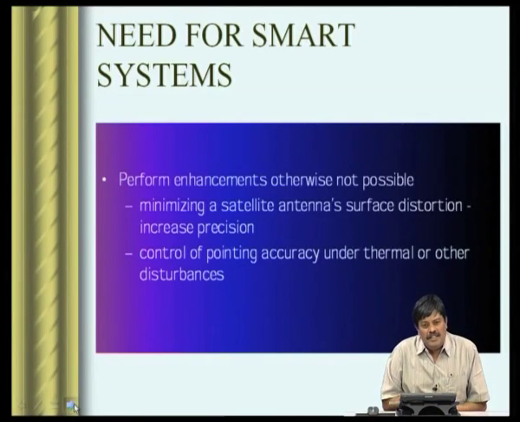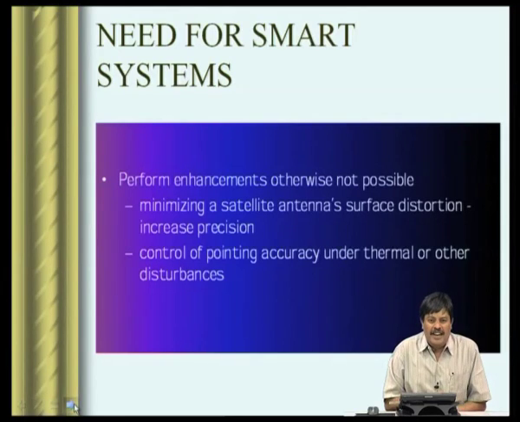The next need is basically for performance enhancement. For example, we take an example of an antenna, and the success or the behavior of the antenna is actually decided by how accurate it points, and the pointing of the antenna to the required position is one of the key aspects in the behavior of the antenna. This can be precisely achieved by smart systems. It can precisely position the antenna, point the antenna to the required accuracy. So, performance enhancement is another important advantage of using a smart system.